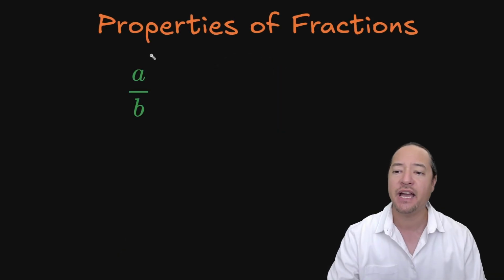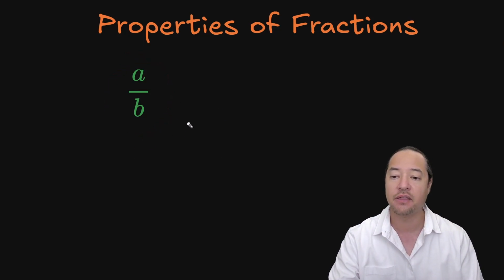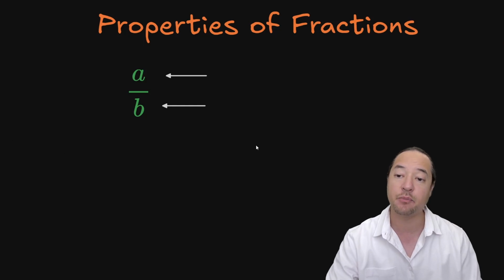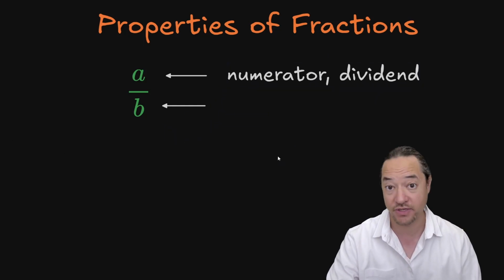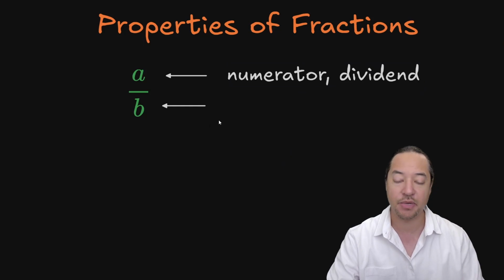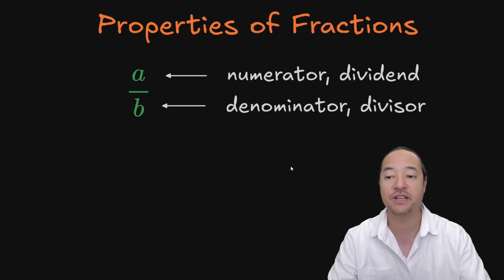So first, let's take a look at some vocabulary, some terminology. We have here a fraction, right? And there's two important parts to the fraction here. There is something on top and there's going to be something on the bottom, okay? And these have special names. So usually the part that's on the top, we call that either the numerator or the dividend. And the part on the bottom, we call that either the denominator or the divisor.